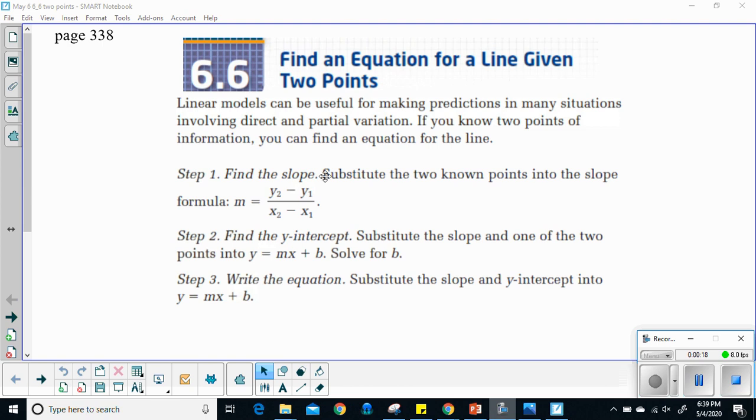So first things first, we have to find our slope. Using our 2 points, we're using our slope formula. And then once we have our slope, we sub one of our points into y equals mx plus b to find b. And then that's our equation. So let's try it.